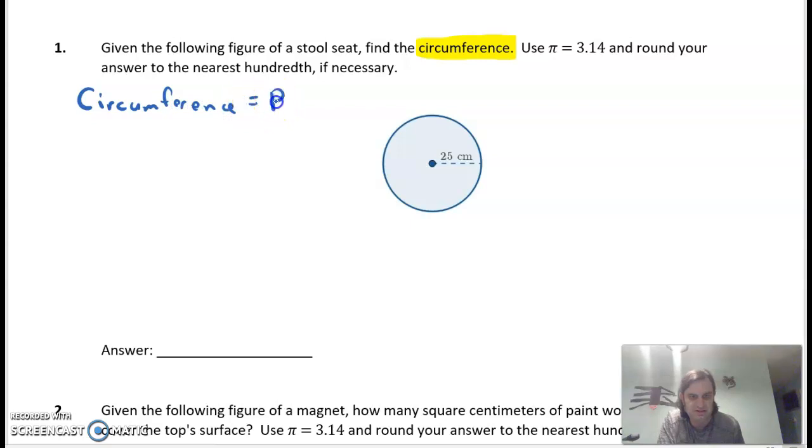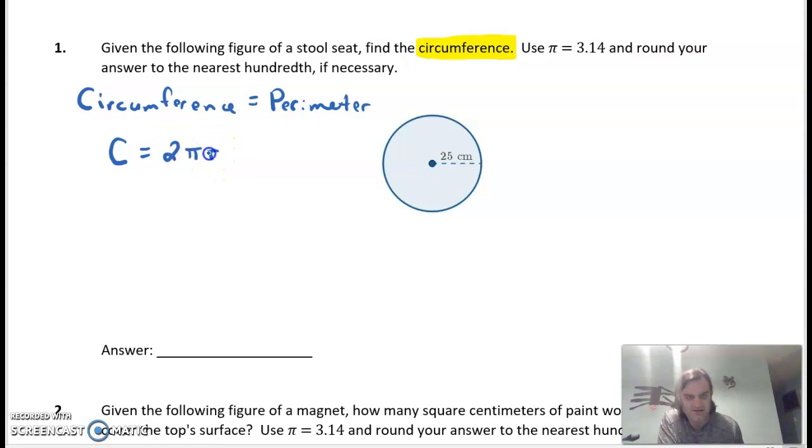Circumference would be the same thing as perimeter. And if you've never worked with this, the formula for circumference, which is what we call perimeter for a circle, is 2 pi r.